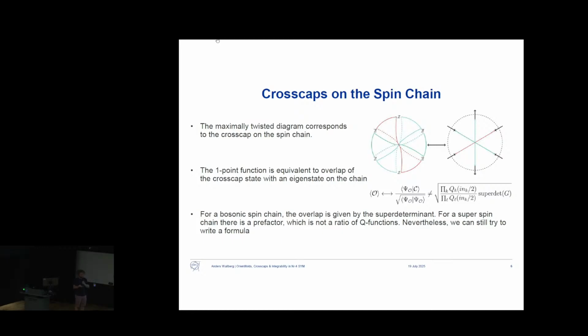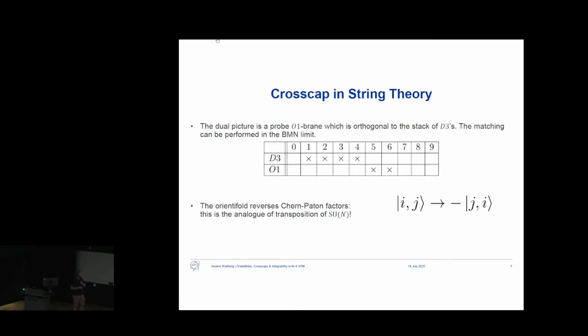What's happening on the string theory side? Well, there the object in question is a probe O1 brane. And it turns out that in this setup, this probe O1 brane is orthogonal to our stack of D3s that make up the n equals 4 theory.